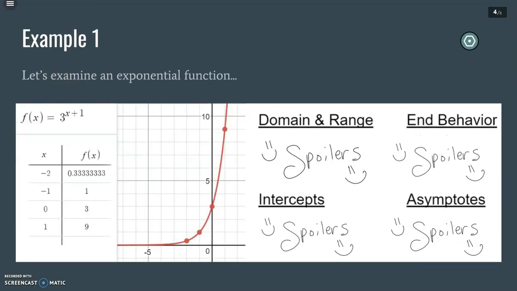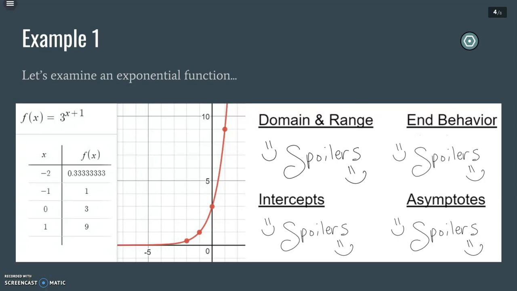Let's dig a little deeper. The graph is already set up for us this time. Our function is 3 raised to the x plus 1 power. But we're going to look at domain and range, end behavior, intercepts, and asymptotes. Knowing what you know about functions already, I want you to pause this video and see how much information you can write down related to this function before I remove my dorky little spoiler cards.